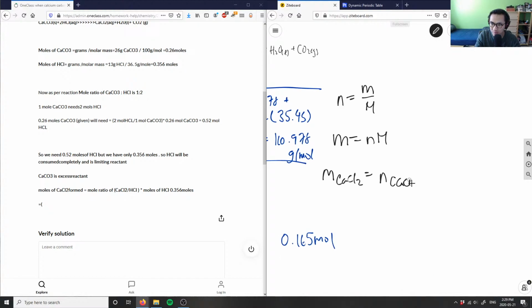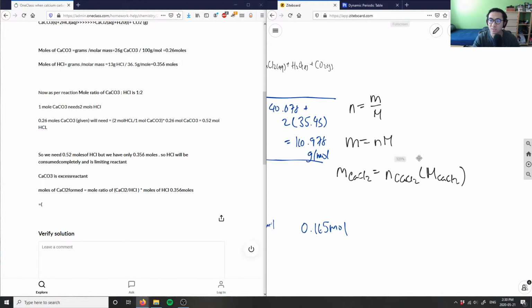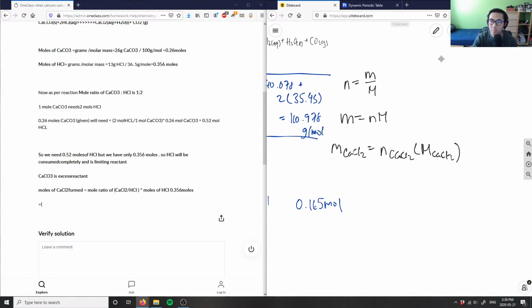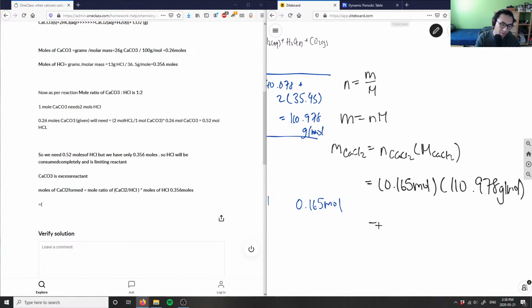Moles of CaCl2 multiplied by the molar mass of CaCl2. And this is going to equal, I'll just finish it off here. Moles is, again, 0.165, and the molar mass is 110.978 grams per mole. So this times 0.165 is going to equal 18.31, and this is going to be my answer for this problem. So I have 18.31 grams.